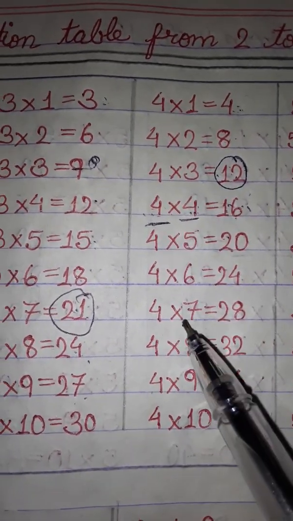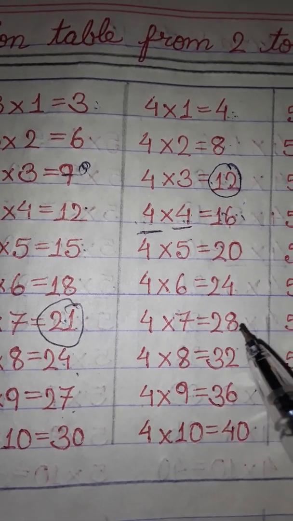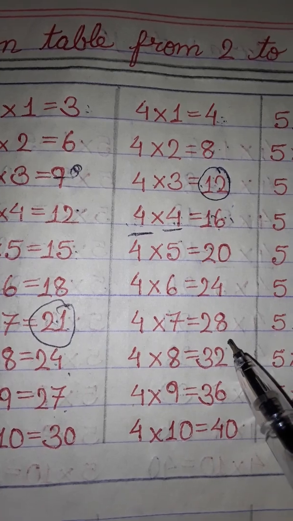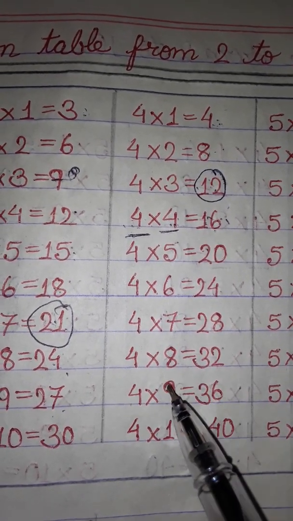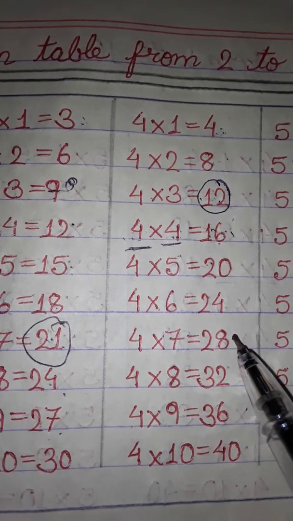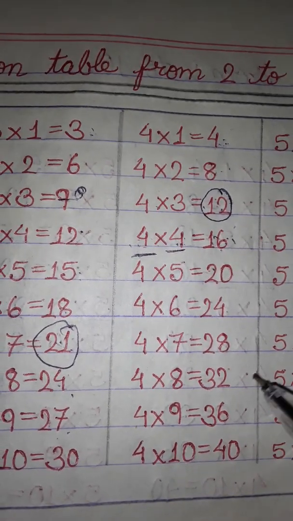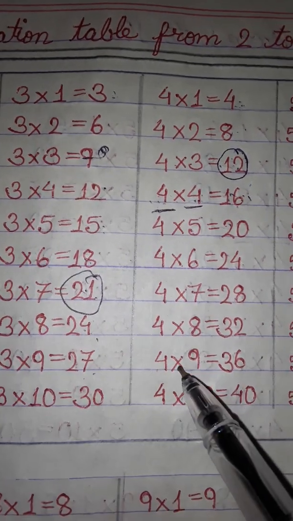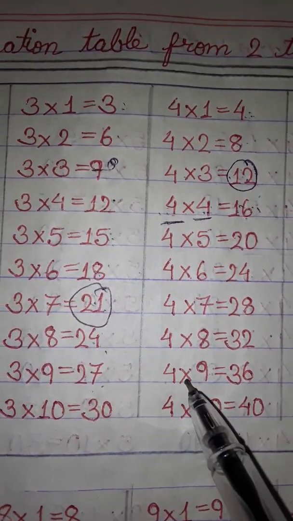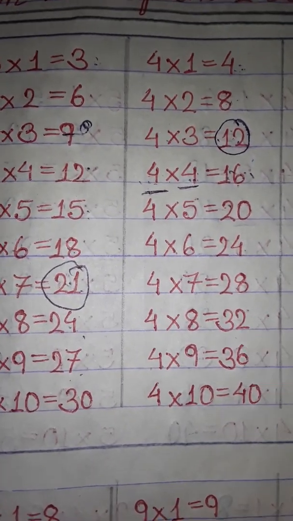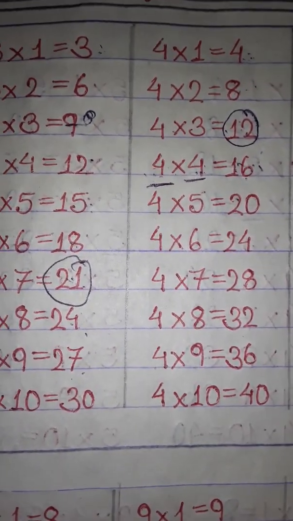Now the next one is 4 into 7 is equal to 28. For this you have to just add 24 plus 4, the answer will be 28. Now we will go to 4 into 8 is equal to 32. For this you have to just add 28 plus 4, the answer will be 32. The next one is 4 into 9 is equal to 36. For this you have to add 32 plus 4, the answer will be 36.